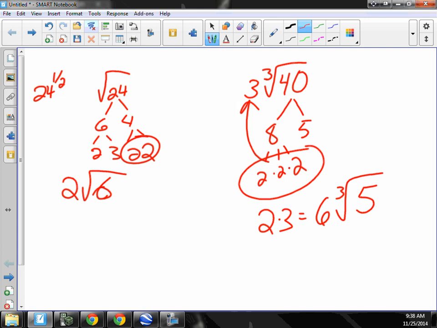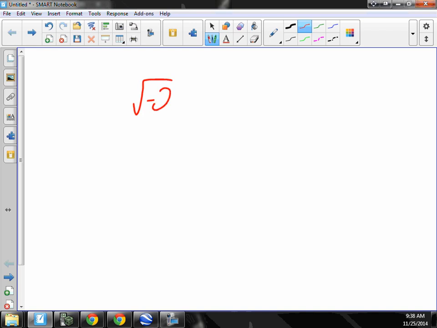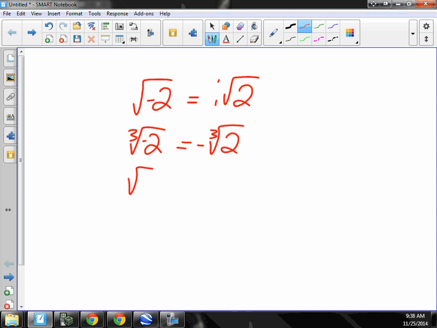What if I had the square root of -2? I root 2. What if I had the third root of -2? Can you multiply 3 of the same number together and get a negative? Yes. So in this case, the negative just comes out. What if I have fourth root of -2? I fourth root of 2.